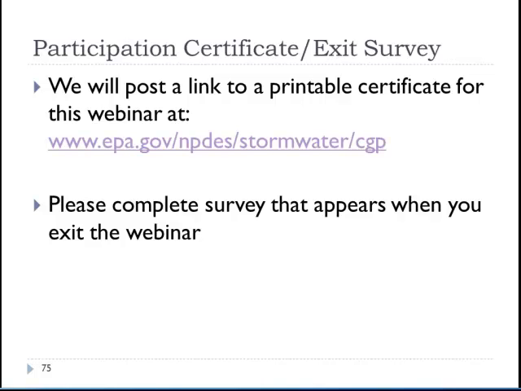So that's one of the triggers for the existing contractor to terminate coverage. They would submit a notice of termination. The new operator would need to submit an NOI, a notice of intent, 14 days prior to the transfer. There's an ability in the NOI form to indicate that, and prior to beginning work on the site, they need to have permit coverage.